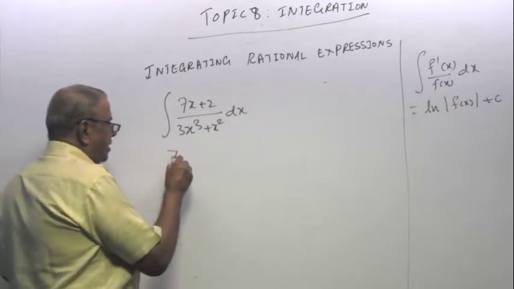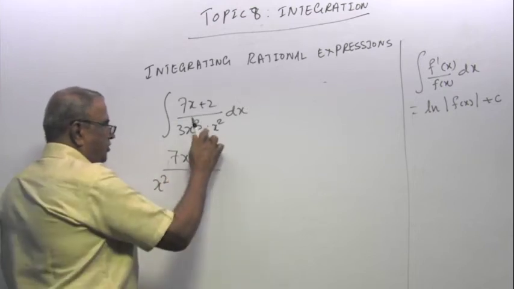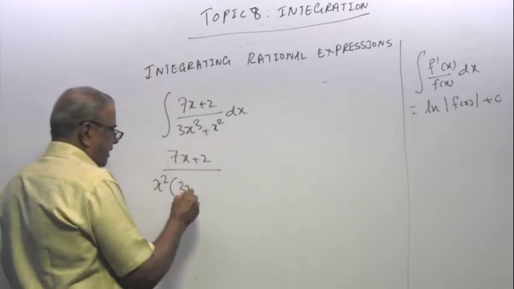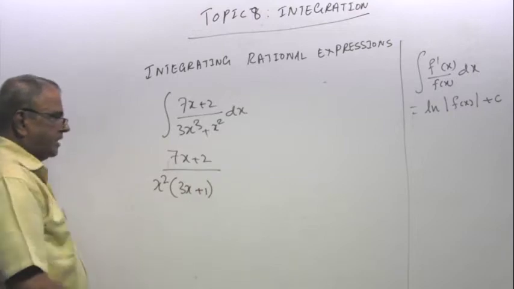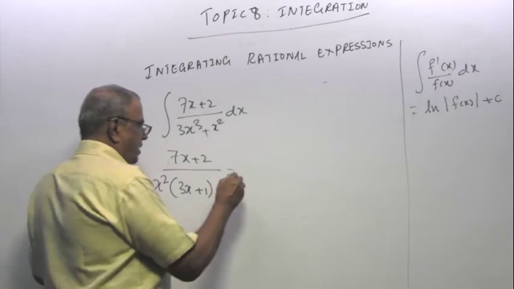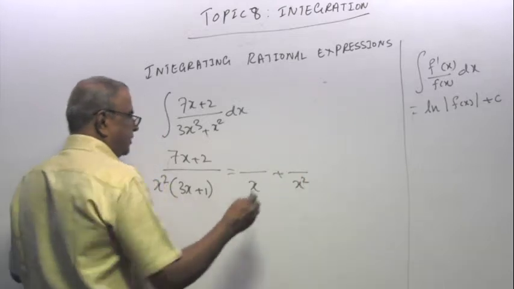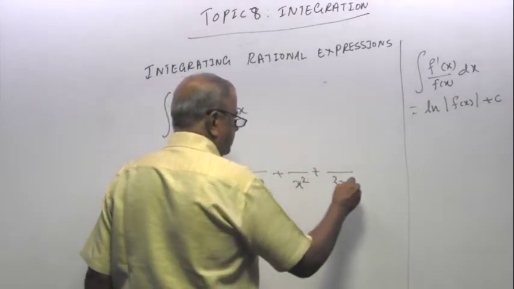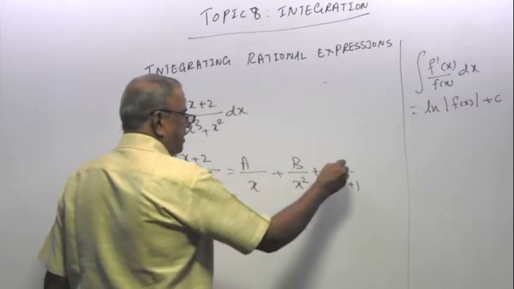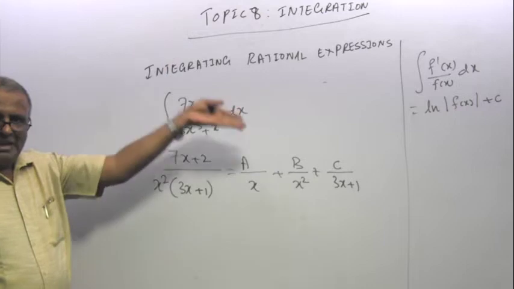What are the steps? Factorize the denominator. So it's x squared times 3x plus 1. Correct? Very good. x squared will have two fractions because it's a repeated factor, and 3x plus 1. That's an A, that's a B, that's a C. Now do you understand why I had to go back and do partial fractions? Because I need it here.